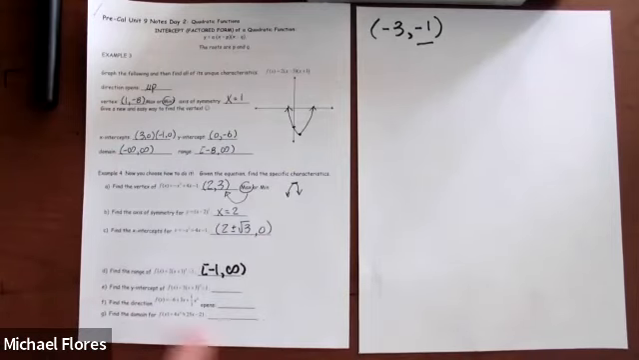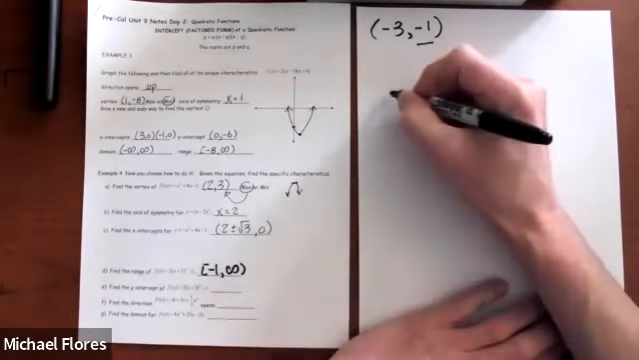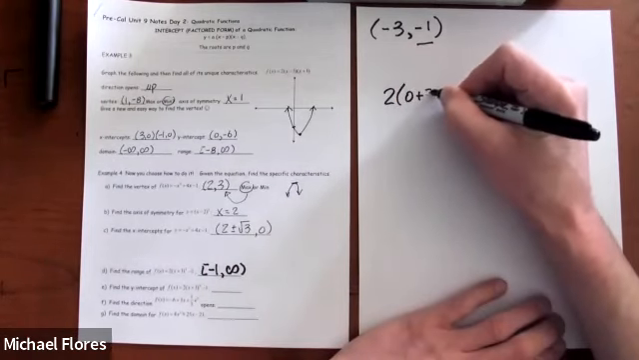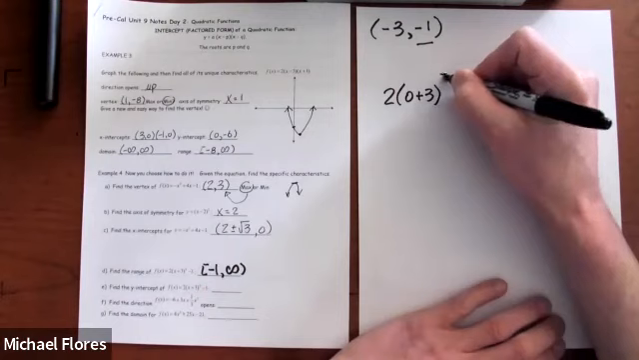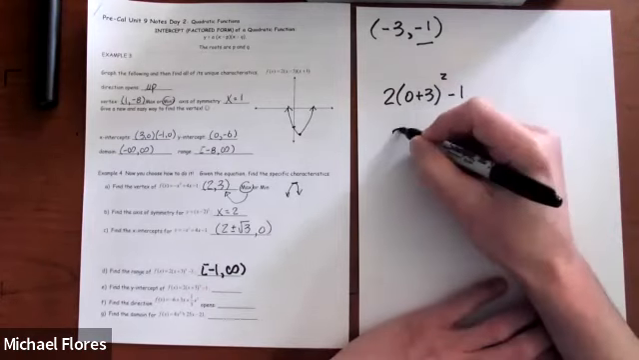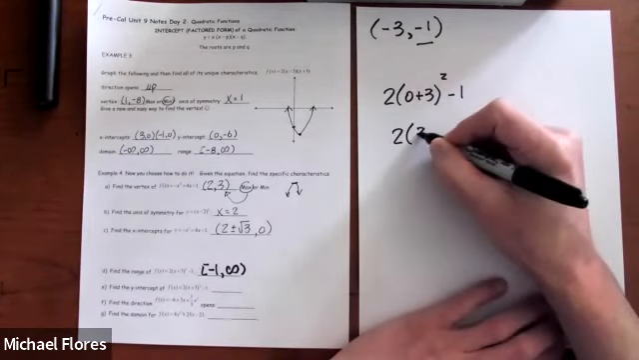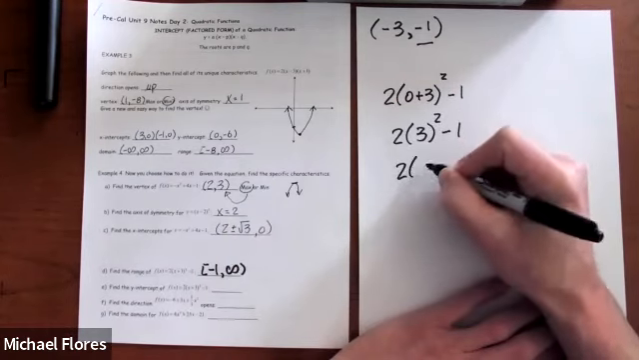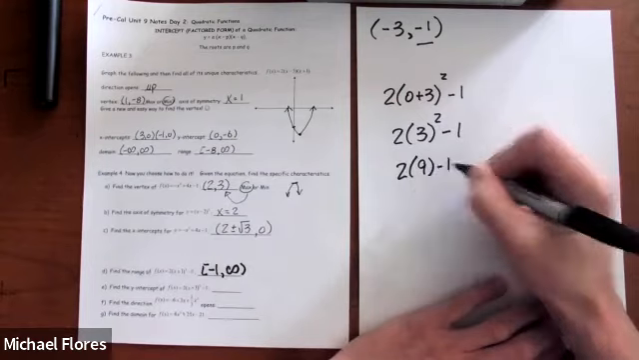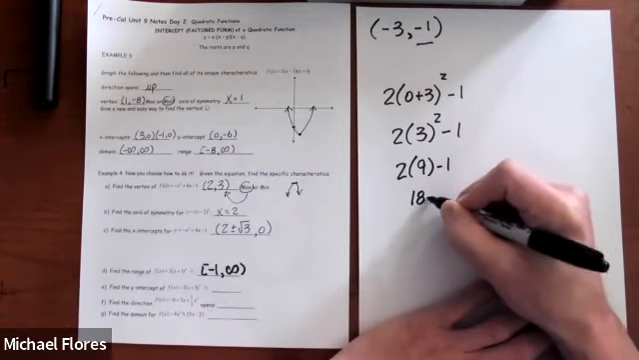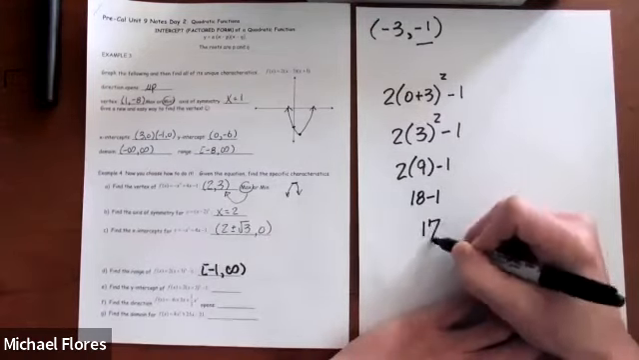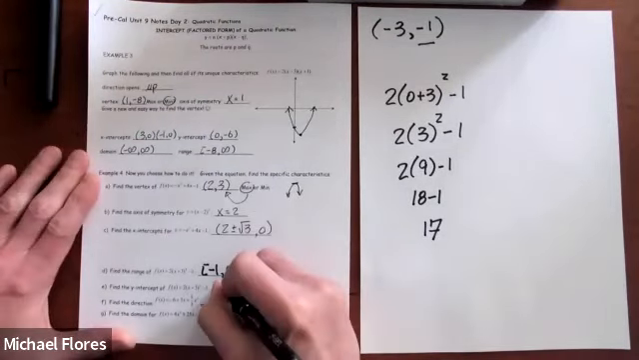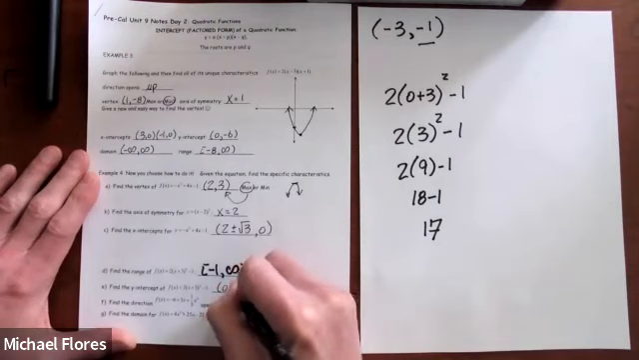Find the y-intercept of this function here, example E. Take the function and everywhere you see an x, plug in a 0. And begin to simplify. Parentheses first, 0 plus 3 is 3. Next, take care of the exponent. 3 squared is 9. Next, multiply. And now we can subtract. So our y-intercept is 0, 17.